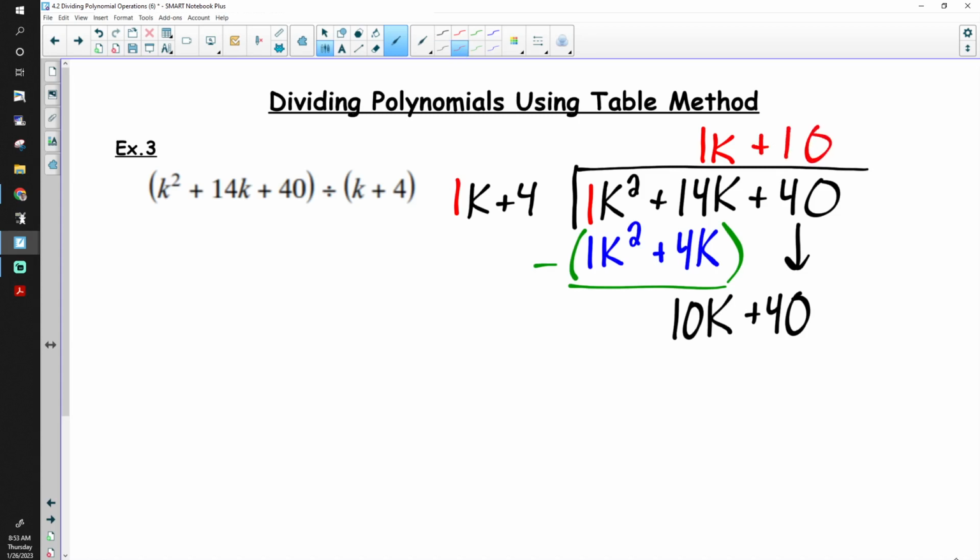above the 40. And again, your variables should always be nice and lined up. I got my k squareds in my first column. My second column, I got all k's. My last column, I got all normal numbers. Okay, so go ahead and multiply 1k plus 4 by that 10 you just wrote up top.